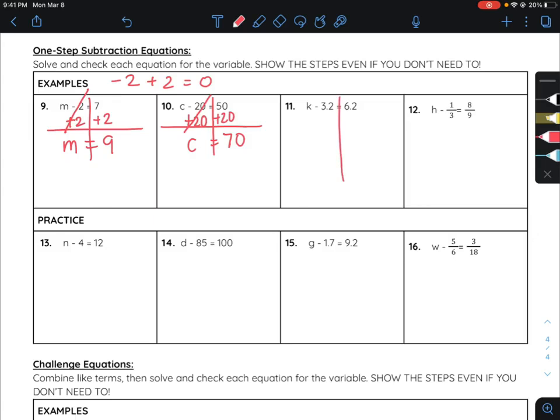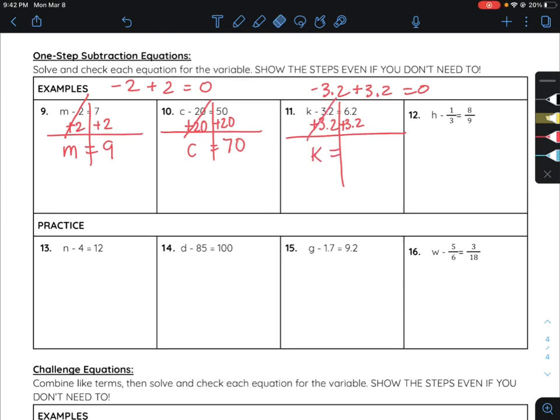Draw your line down. Look for the variable. It's k. It's being subtracted by 3.2. Do the exact opposite. Add 3.2, both sides. Draw your line across. The negative 3.2 plus the 3.2 makes a 0. So this is just k on the left side. 6.2 and 3.2 would be 9.4. K is 9.4.